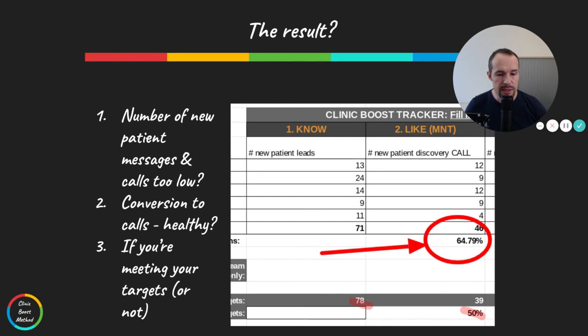And you can see from this example as well that we have 46 calls being made, and the conversion point between leads to calls is 64, which is actually much healthier than what we expected them to get here. So that means that the tactic which we implemented to get more patients from leads to calls actually worked. So that's what we're aiming for here.